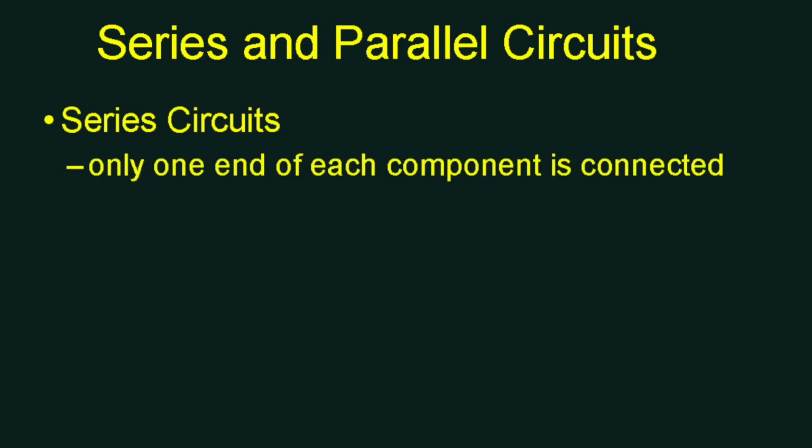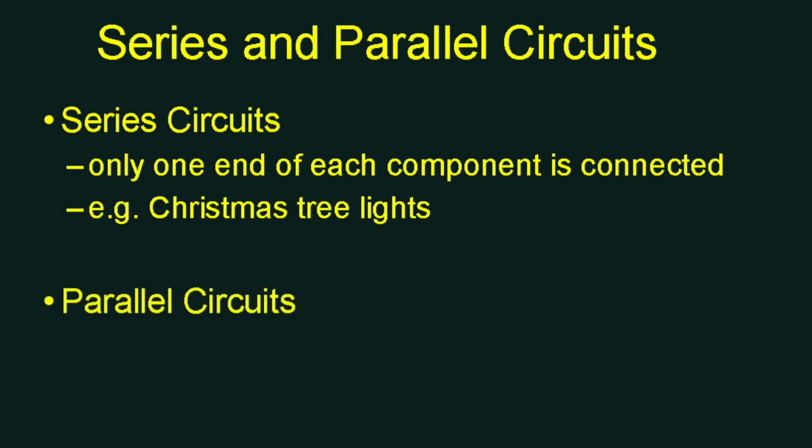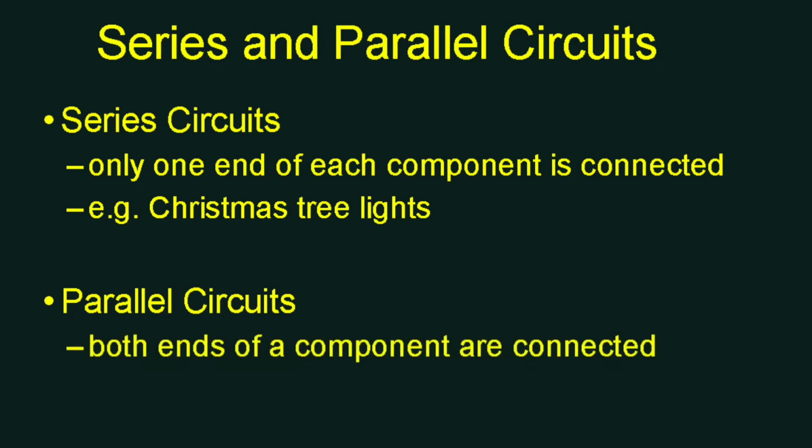The difference between series and parallel circuits is that in a series circuit, only one end of each component is connected. An example is the Christmas tree lights. While on the other hand, in parallel circuits, both ends of a component are connected. An example is the household lighting.